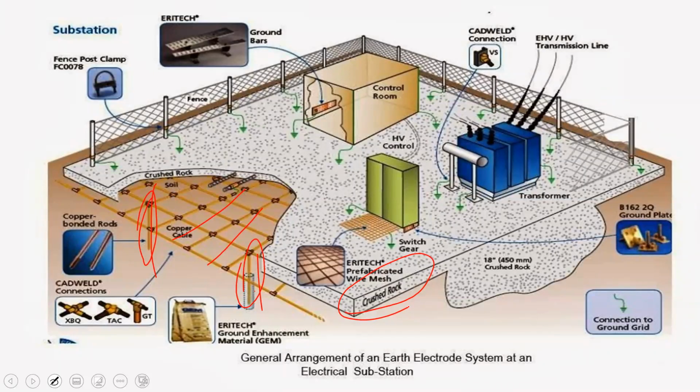So with the crushed rocks, you will not see a whole heap of bush growing in your substation, and it's not only because of the rocks. Remember, they would have taken out the topsoil and put in the grid, so a lot of the shrubbery would have been killed at that stage. But outside of that, you also have the crushed rocks, which increase the step and touch potential. In other words, it makes the minimum voltage at which you would be in danger a little higher.